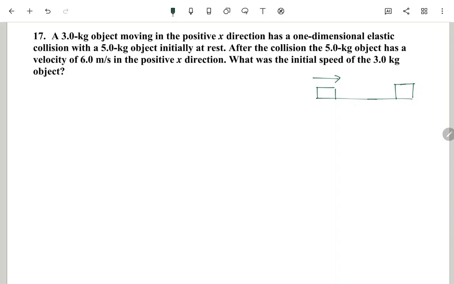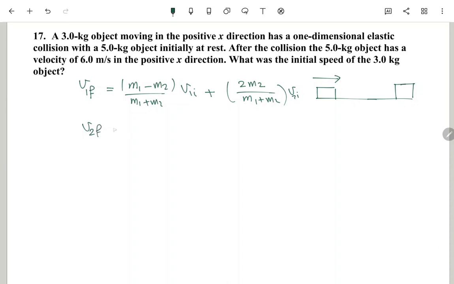For this type of collision, let's use the ready equations from solving the kinetic energy and momentum conservation. So v1 final equals m1 minus m2 divided by m1 plus m2 times v1 initial plus 2 m2 over m1 plus m2 times v2 initial, and v2 final, the final velocity of the second object, is 2 m1 over m1 plus m2 times v1 initial plus m2 minus m1 over m1 plus m2 times v2 initial.